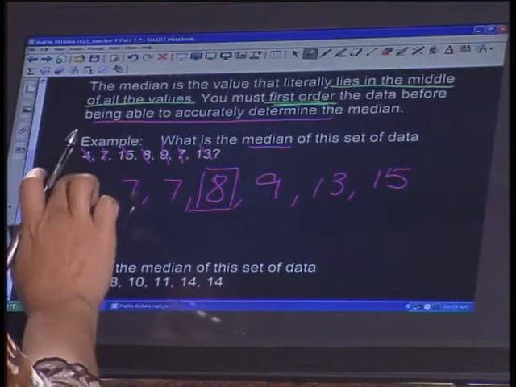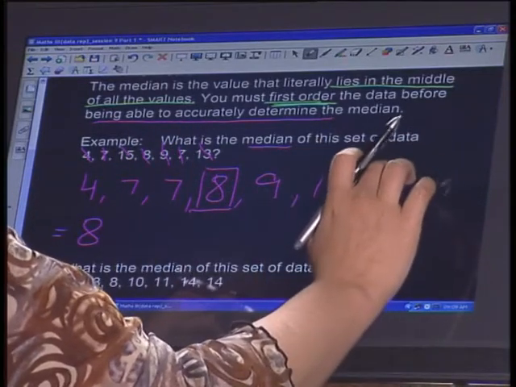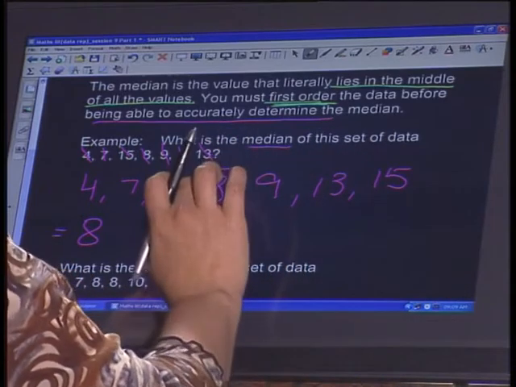Another way you can do it is start counting from the left and then count from the right and make sure that you've got the same number. So if I count from the left, I've got my 1, 2, 3. It's my 4th number. And from the right, it's 1, 2, 3, 4th number. It's easy when you have a particular number. Then it's just, the answer is 8.